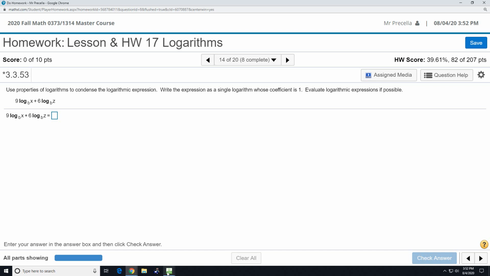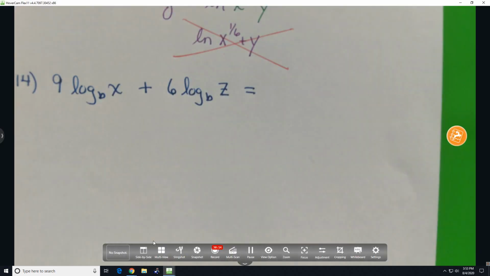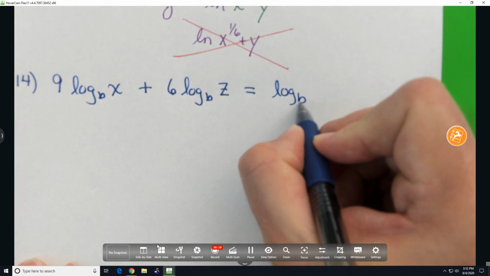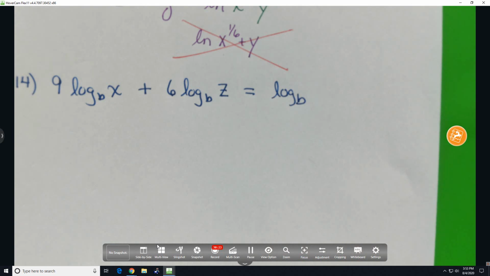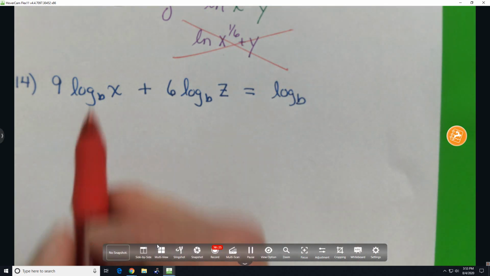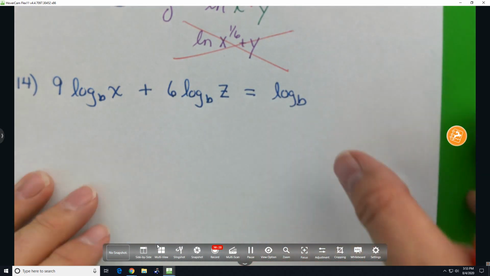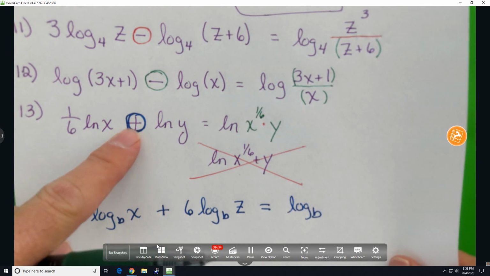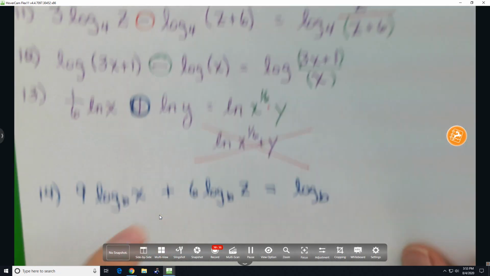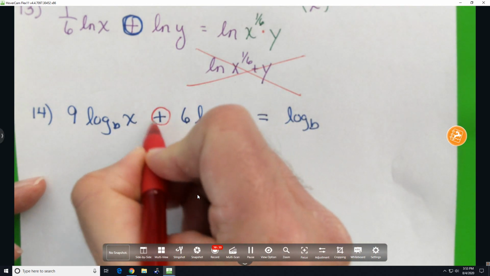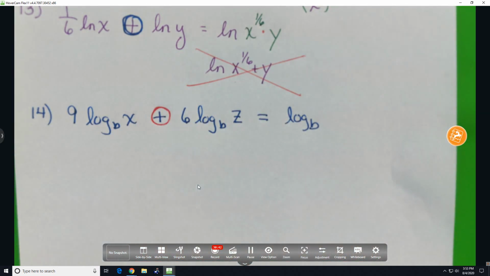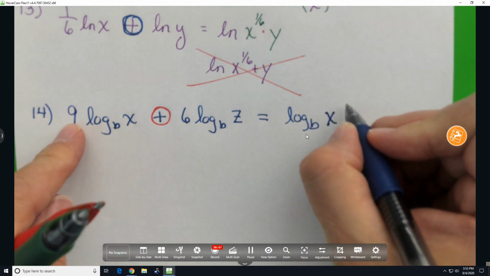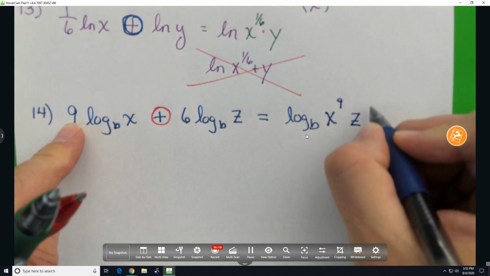Okay. Well, we are now condensing it to just one logarithm. So I write log base b. And the question is, will there be a fraction bar? What do y'all think? I see someone shaking their head. That's right. We don't have a fraction bar because of the plus. That plus says we're not dividing. What are we going to do to x and z? So we're going to multiply. Multiply. That's right. You write the x to the 9 and the z to the 6.